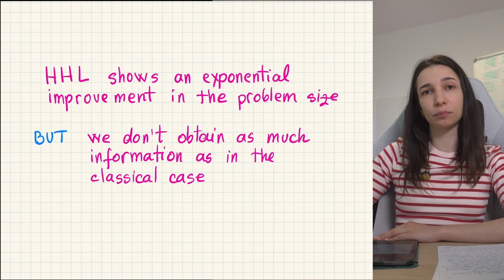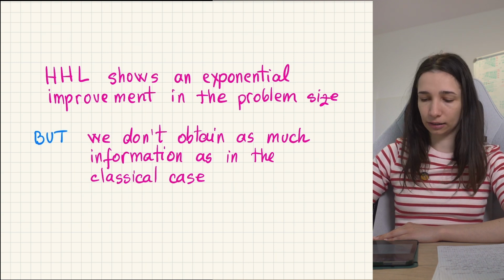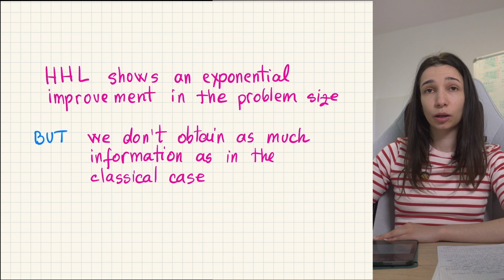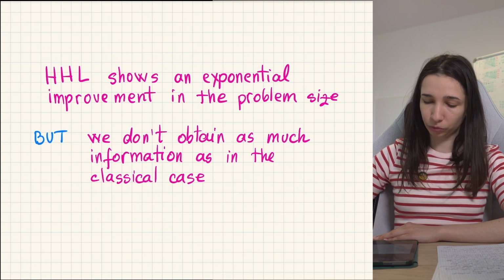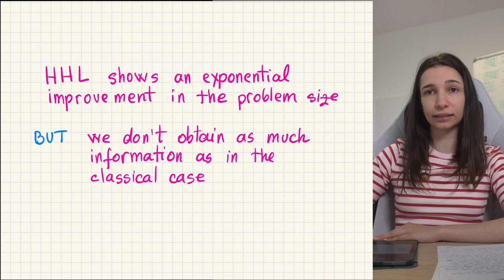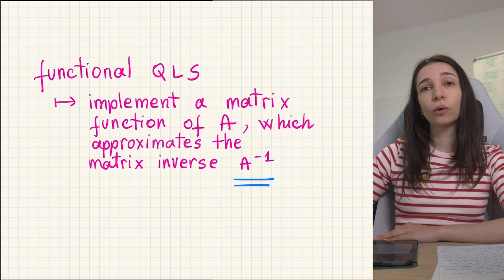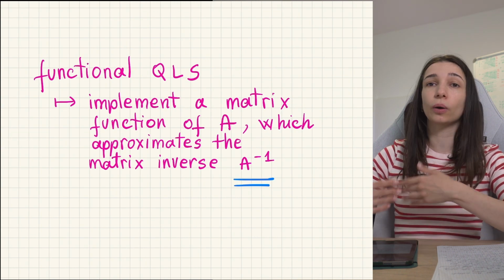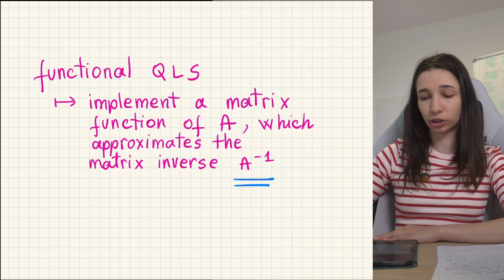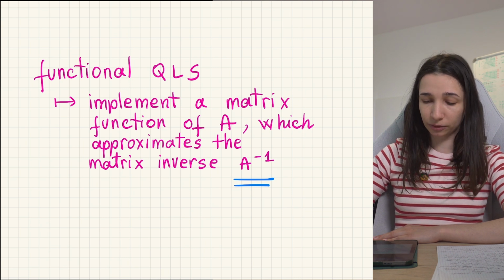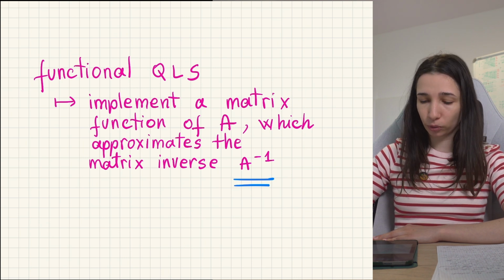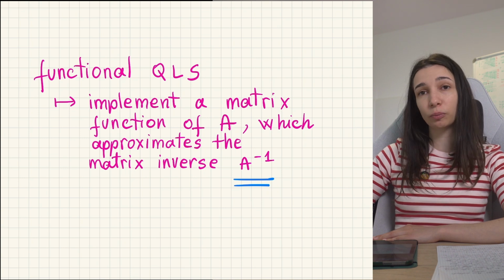One prominent example is the HHL algorithm that shows an exponential improvement in the problem size over the classical best-known methods. But we don't obtain as much information as in the classical case because we still have to read out the state. Why do we call HHL functional, and also other methods that I'm going to introduce, functional? It's because they implement a matrix function of A, which approximates the matrix inverse A to the minus 1.